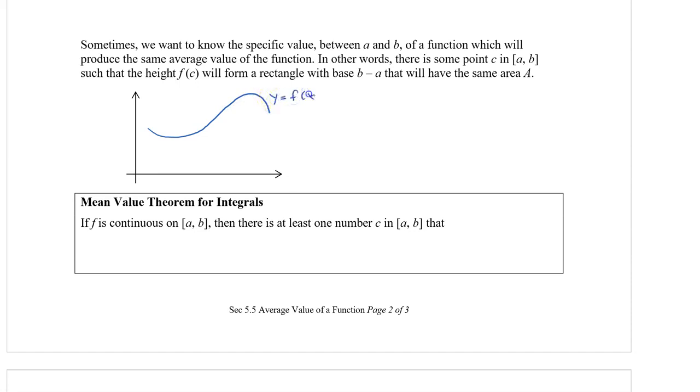So let's say we have y equals f of x, which is this graph here. And this point here is a, and this point is b. So what we have is there is an area underneath this graph, which we can calculate. There is some point c from a to b such that the height f of c will form a rectangle with the base from b to a that will have the same area as this area underneath the graph.